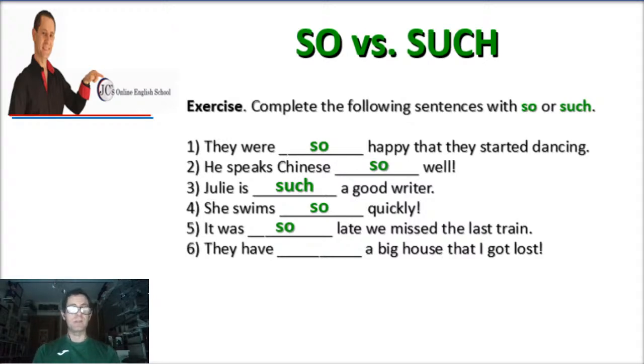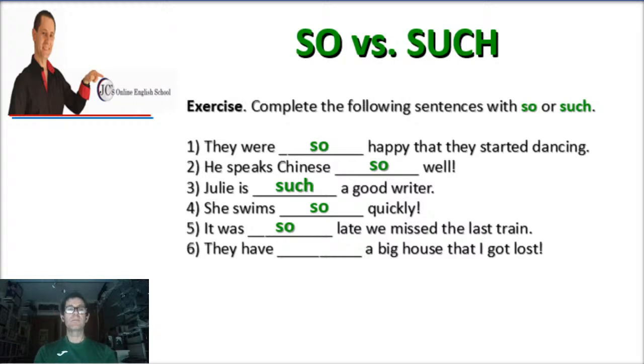So number 5 is so late. Jose Maria, number 5 is not such. Number 5 is so late, because you only have the adjective late. It was so late we missed the last train.